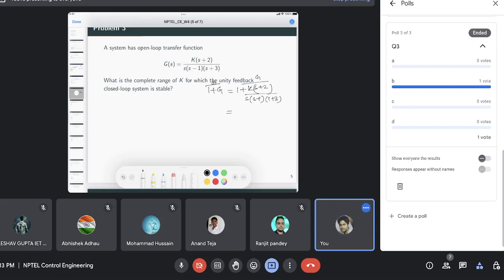This denominator and the denominator of the G will cancel out, right? So you just have this in the denominator, I'm directly writing. So we have s(s-1)(s+3) plus K(s+2). So this is the characteristic equation. You can just simply find this, you just add this one.